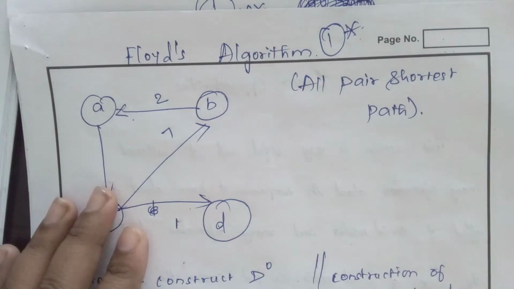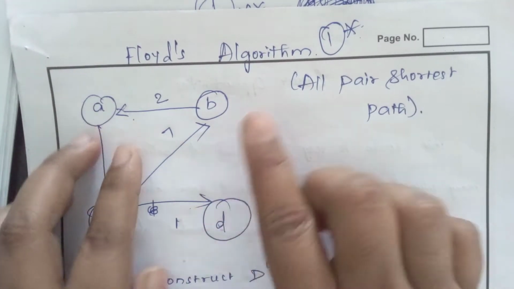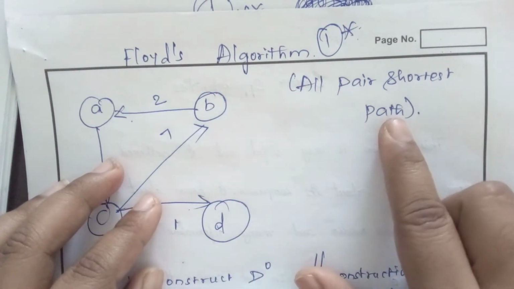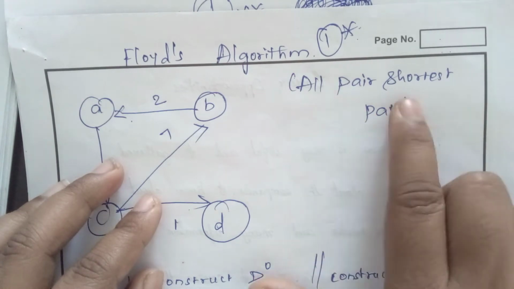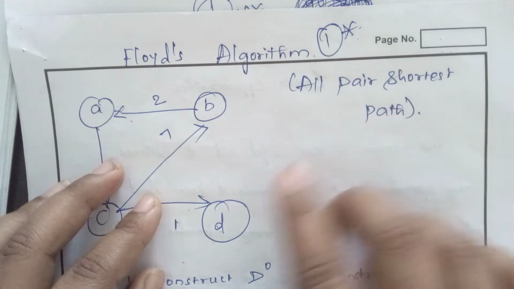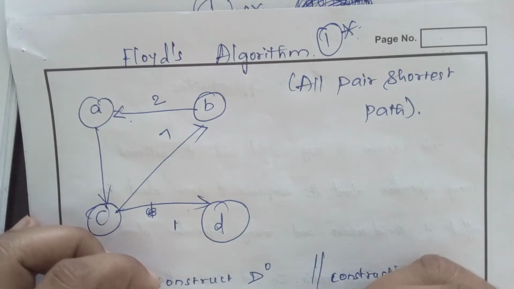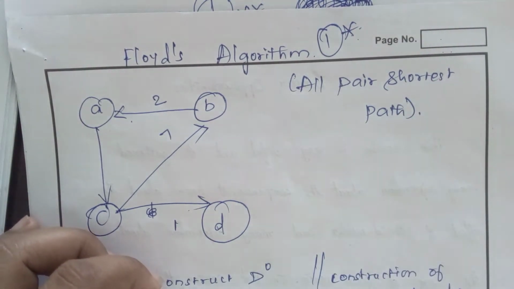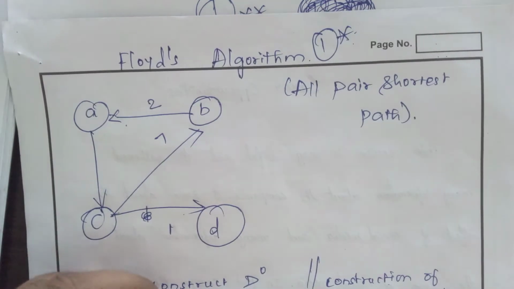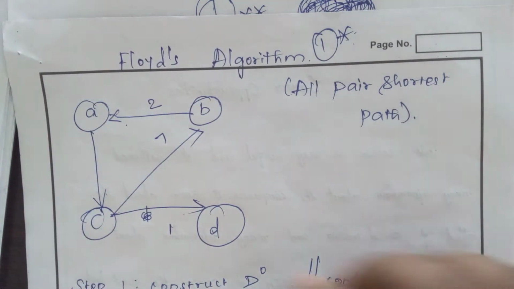First of all, I start with the problem. Floyd's algorithm is also called the all pairs shortest path. Now come to the problem. From the problem, you will be able to understand what Floyd's algorithm is.